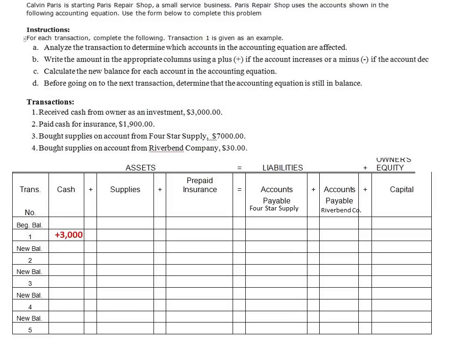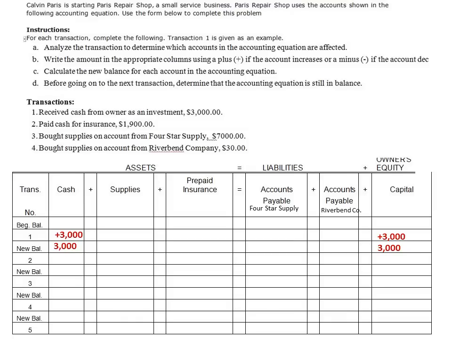Now, did we get supplies in this transaction? Nope. Did we get prepaid insurance? Nope. Do we owe 4-Star Supply any money? Nope. Do we owe Riverbend Company any money? No. So by process of elimination, we know that the other $3,000 is going to have to be an increase in capital, and the reason is because capital is the account used to summarize the owner's equity in a business. He invested $3,000, that's his capital in the business. Take a look at our balances. Everything was 0 before. Now our balance in cash is $3,000, and now my balance in capital is $3,000 as well.